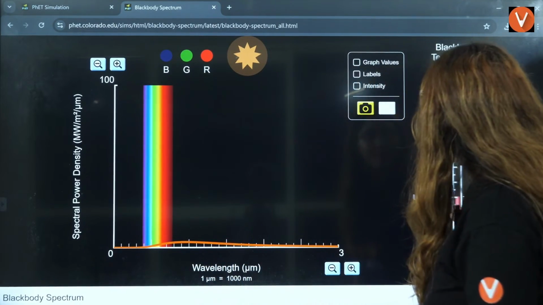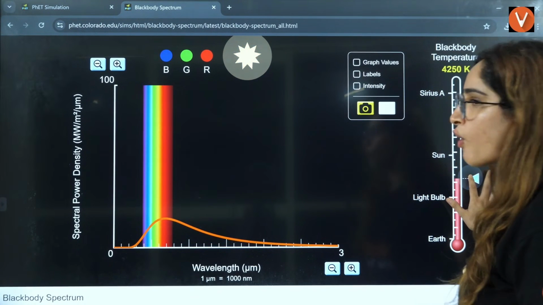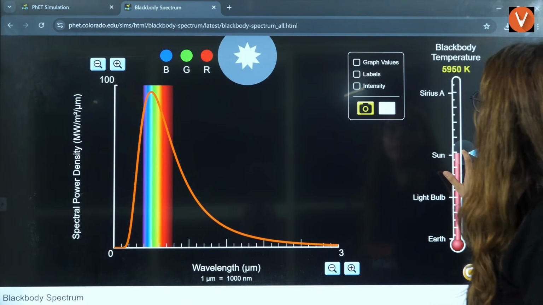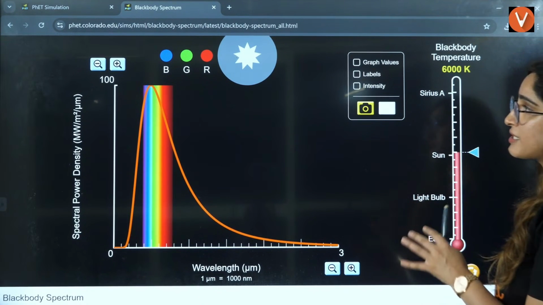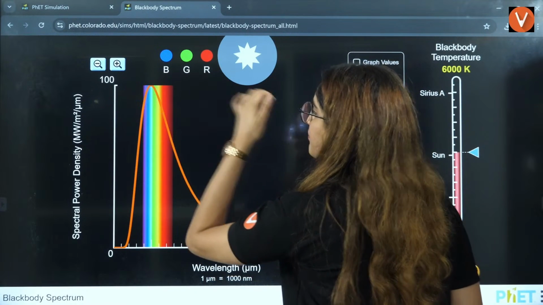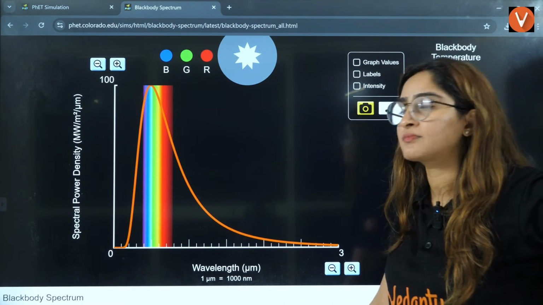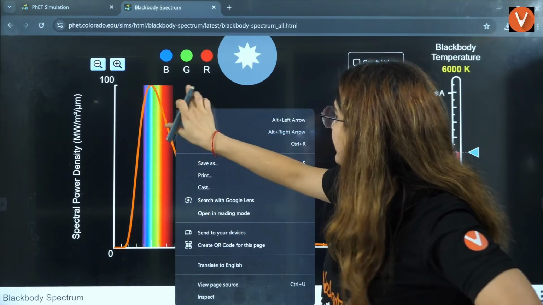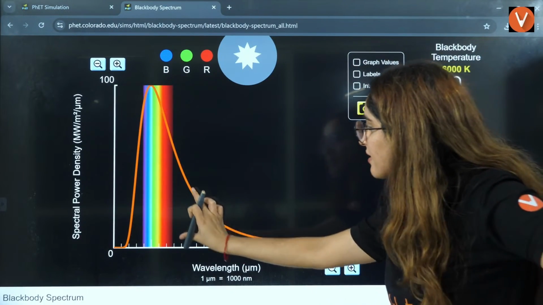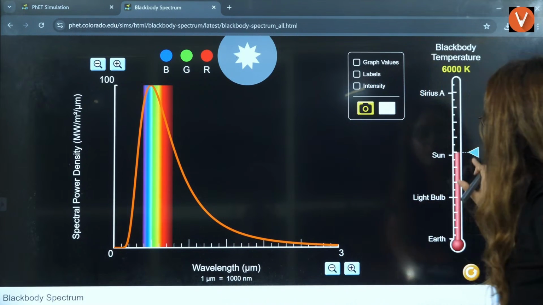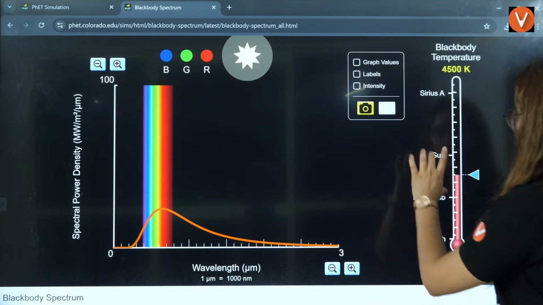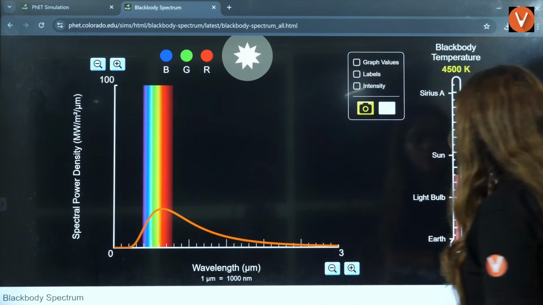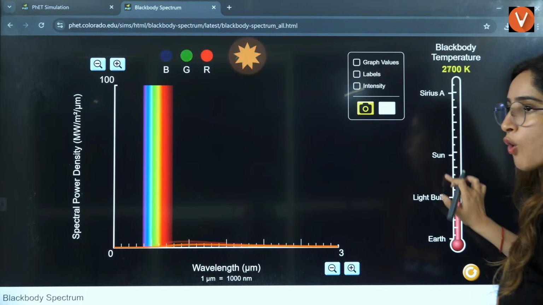Now as I extend this, you can see it is falling more in the visible range, as I go to the sun's temperature, which is very high, around 6000 Kelvin. If you have the sun's temperature, this much is in the visible range. That means maximum intensity is in the visible range, and very little is in the infrared or other ranges. If you keep it lower, something in the middle like 4500, which is also a very high temperature, it is at this particular range. So this is the variation of the graph that we are talking about, right?